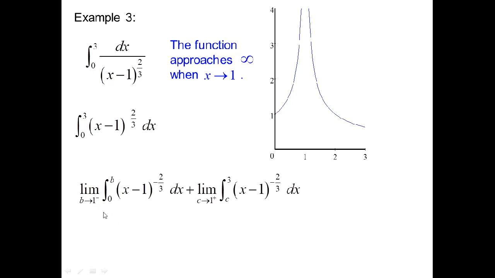And the improper integrals that we're going to come up with are the limit as b approaches 1 from the left side. As we get closer and closer to 1, we've got to approach from inside the interval, remember. From 0 to b of x minus 1 to the negative 2/3 dx. And we're going to add the area that we're going to find as c approaches 1 from the right side, coming in from inside that interval. So we're coming from the right, and that interval is from c to 3.